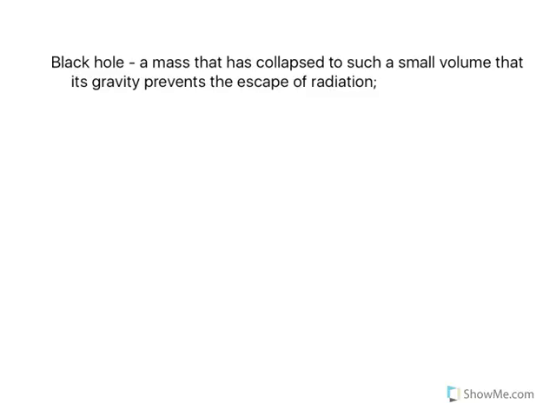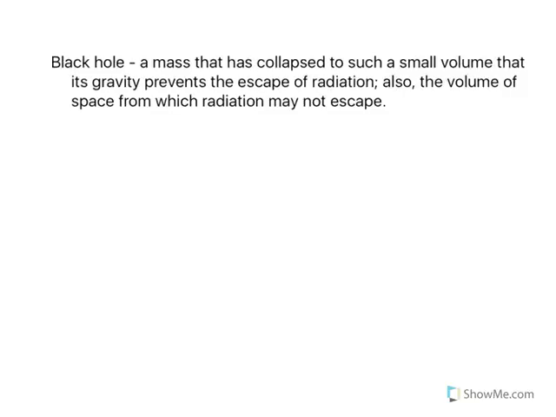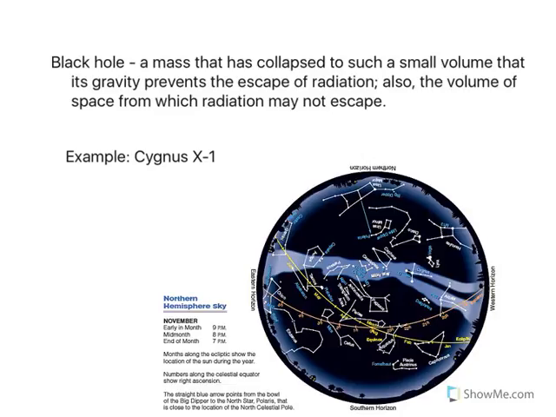A black hole is a mass that has collapsed to such a small volume that its gravity prevents the escape of radiation, of light. Light can't escape. Also, in addition to being a mass, it is also the volume of space around the mass from which radiation may not escape. An example of a black hole is Cygnus X-1.